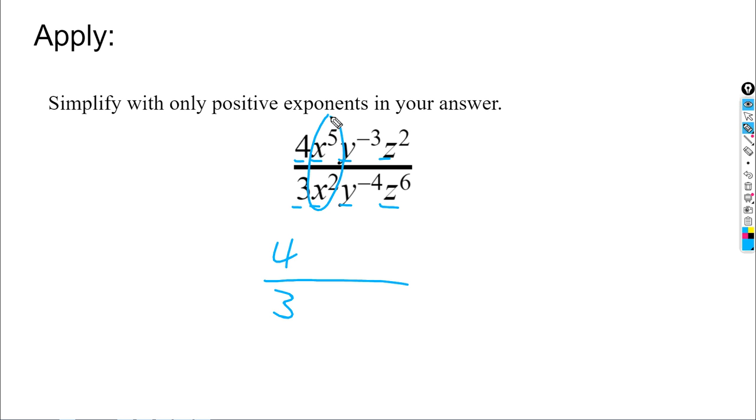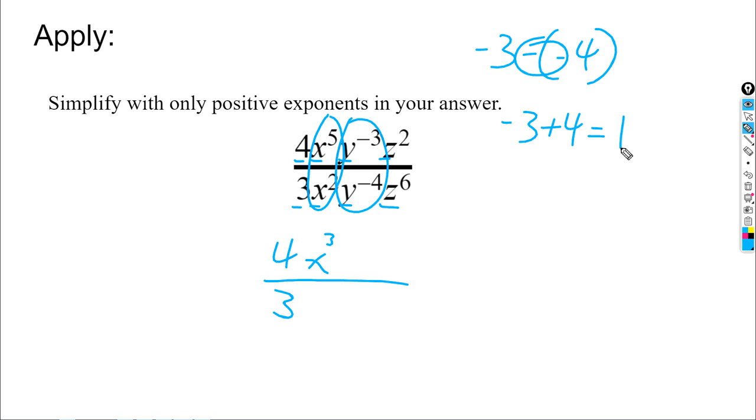Subtract those exponents. So we have x to the 3rd power. It's positive, so I'm going to put it in the numerator. Then I would have y to the negative 3rd divided by y to the negative 4th. Well, negative 3 minus a negative 4, two negatives make it a positive, so I'd have negative 3 plus 4, which equals 1. So that's just one positive y. Since it was positive, again, we're going to put it in the numerator.